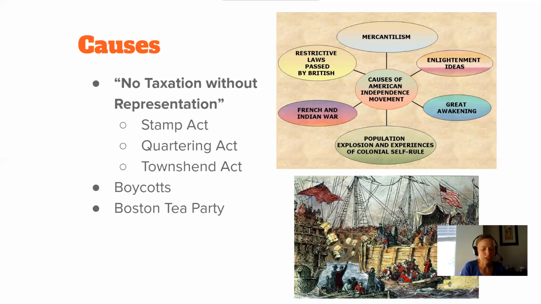It was really only maybe less than 40% that were hardcore, yeah, let's have a revolution, let's boycott, let's do this stuff. But it's those hardcore people that you mainly had in Boston, and that's where the Boston Tea Party and the earlier Boston Massacre are going to occur.